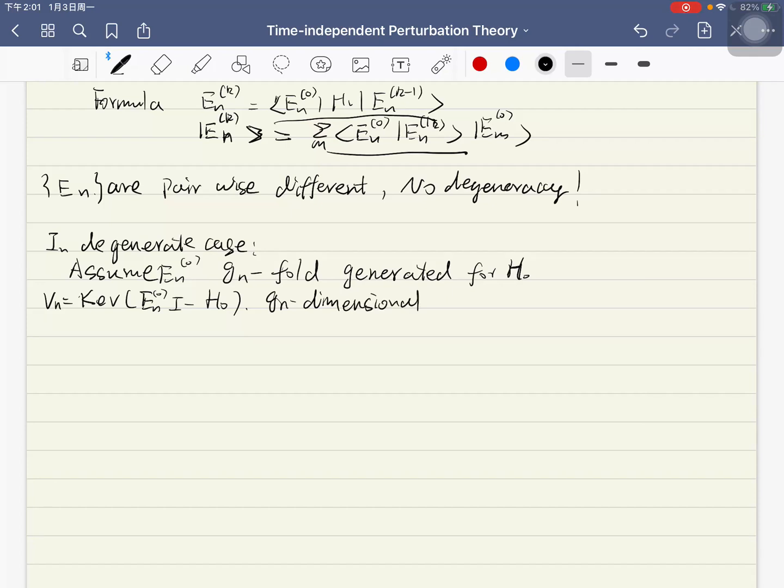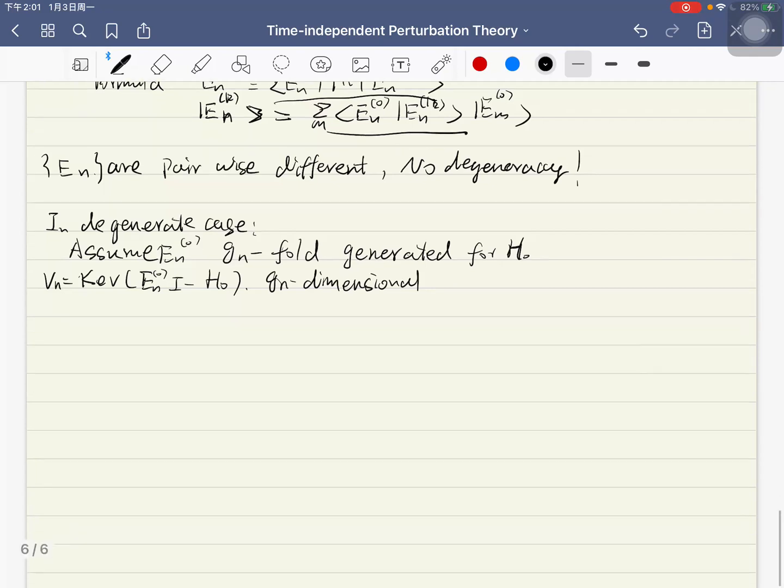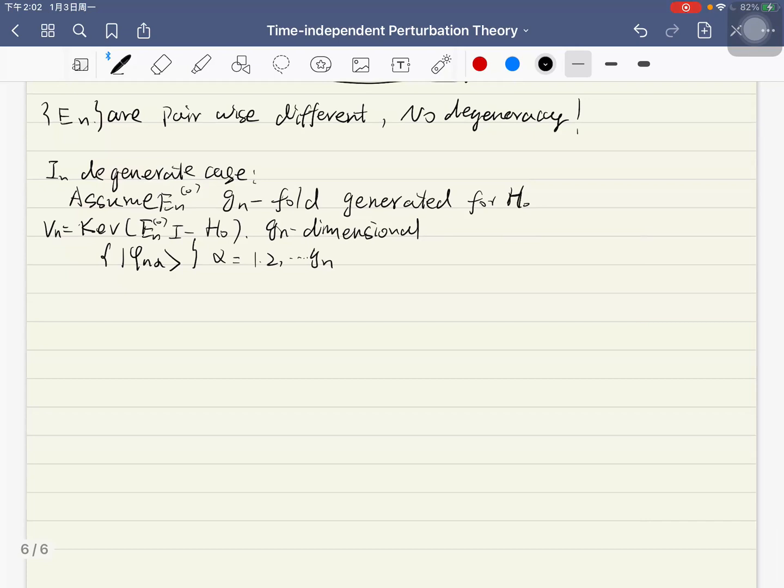It's a Gn-dimensional linear space, and in this we can find an orthonormal basis, phi n alpha, where alpha is 1, 2, up to Gn. And we have the equations H0 phi n alpha equals En0 phi n alpha, alpha equals 1, 2, up to Gn.